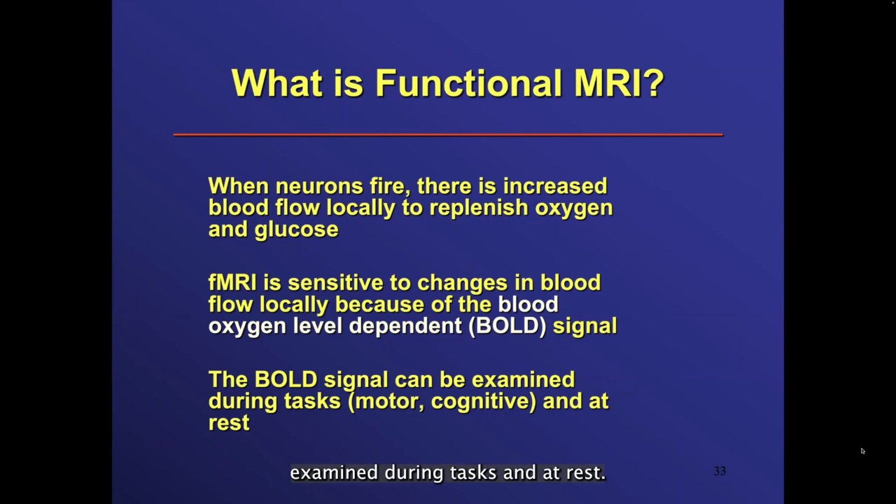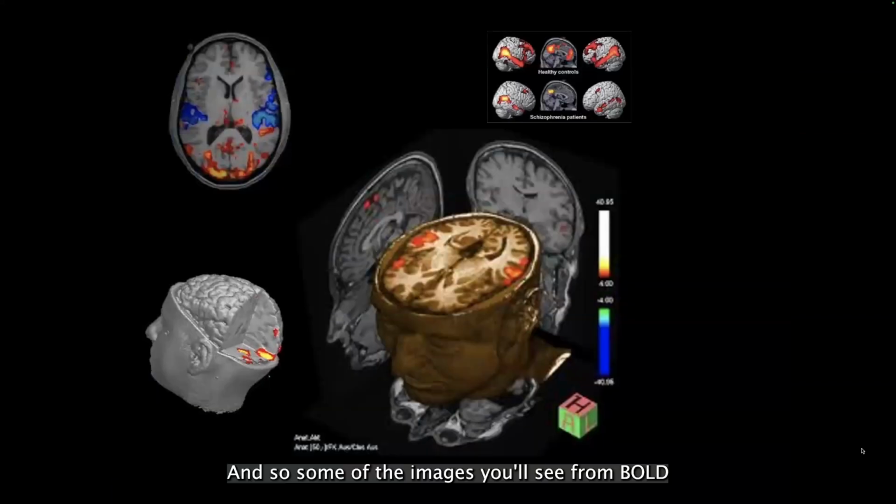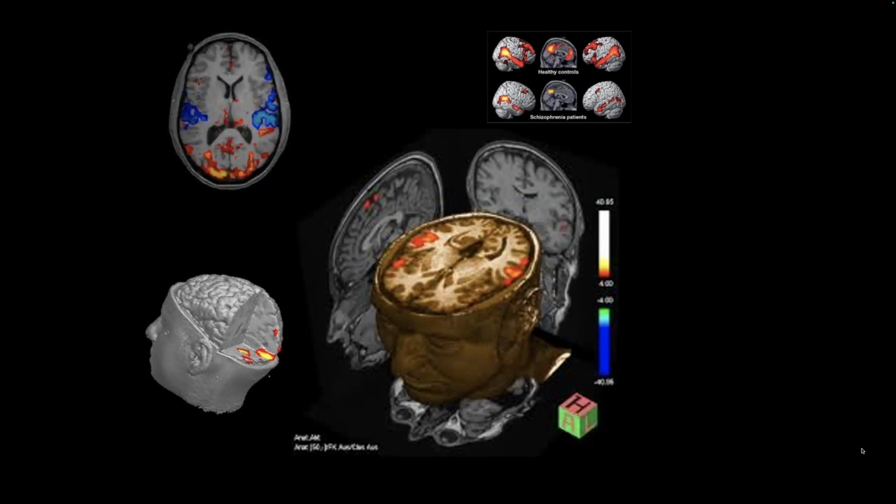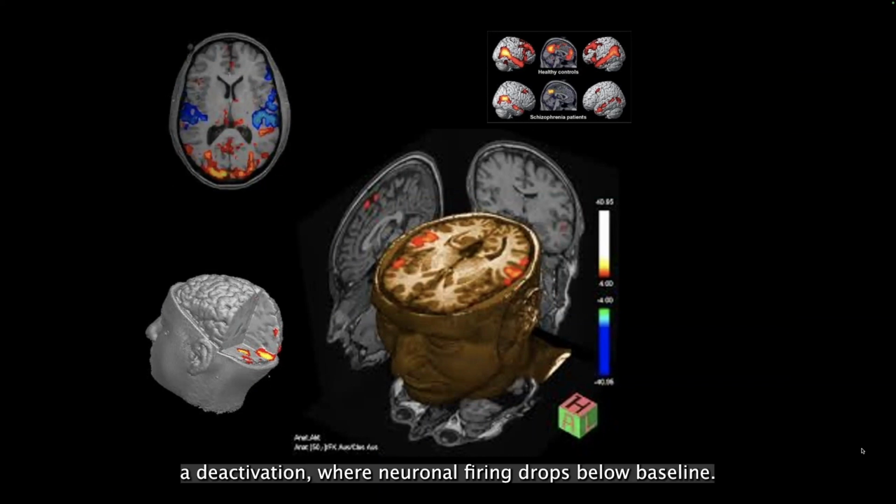This BOLD signal can be examined during tasks and at rest. Some of the images you'll see from BOLD fMRI studies are images of human brains, or structural images, T1, T2, with the function overlaid, with the red typically meaning more neuronal firing and the blue typically meaning less, or a deactivation where neuronal firing drops below baseline. Again, something else we'll talk about more.